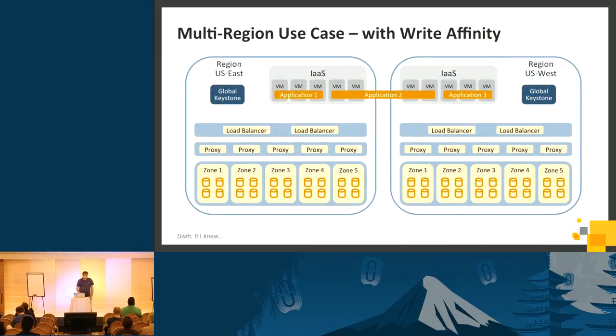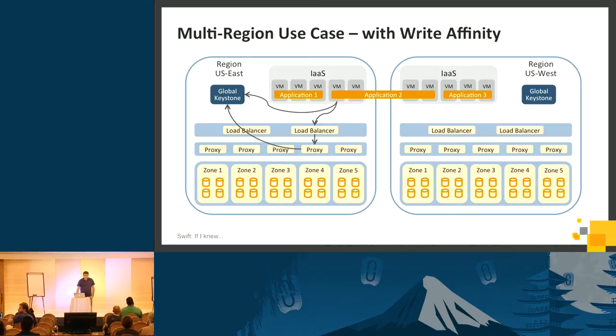So here's a high-level view of a multi-region Swift cluster. We're going to go through a write operation with write affinity on. So the first step is the application is going to have to talk to Keystone to get a token, and also get the endpoint from Keystone. Now it's going to need to connect to the load balancer and send the write request. That's going to get forwarded down to the proxy node. The proxy node is going to have to process the request, check the token in cache, and then depending on your token type, you're going to have to go to Keystone to validate.